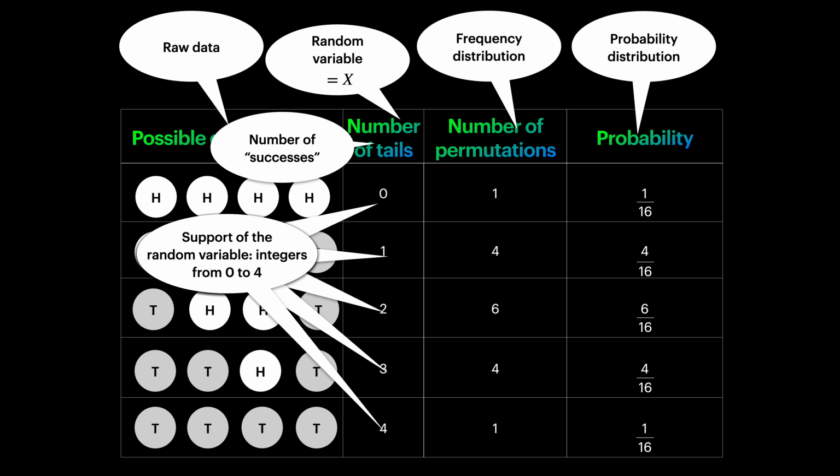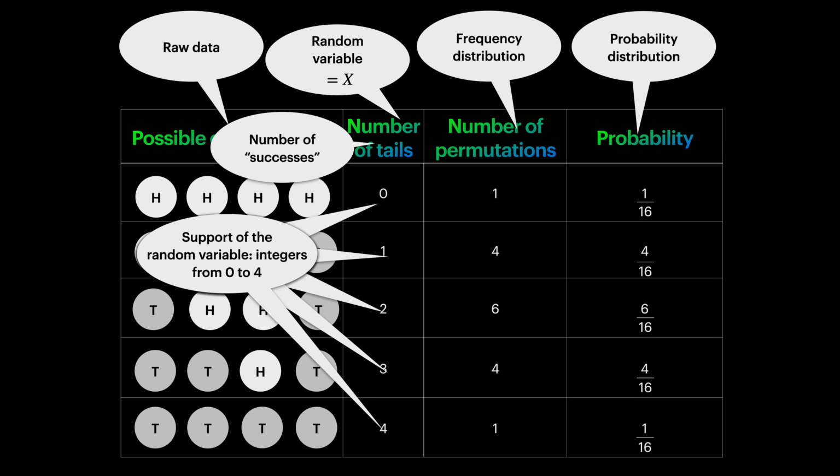Which in turn means that all the possible probabilities are going to add up to 1. A 16th plus a quarter is going to be 5/16, plus 6/16 is going to be 11/16, plus 4/16 is going to be 15/16, plus 1 is going to be 16/16. So you always have your probabilities add up to 1.